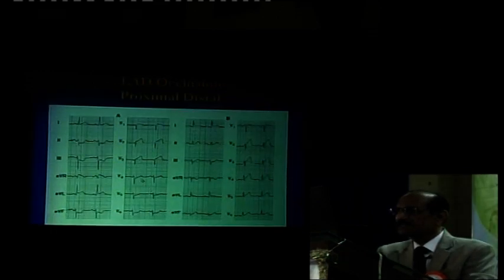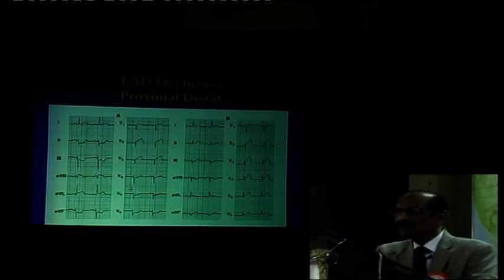These are the two ECGs. You will carefully look here at LAD occlusion, proximal and distal. Here there is ST elevation in AVR, ST depression in 2, 3 and AVF, ST elevation in V1, V2 and V3 and depression in lateral precordial leads. This is proximal. When you come to the distal, here is ST depression in AVR and ST elevation in these precordial leads. So differentiation can be made between proximal and distal.